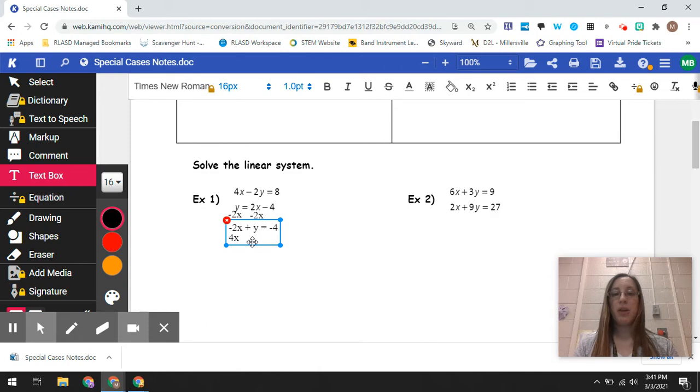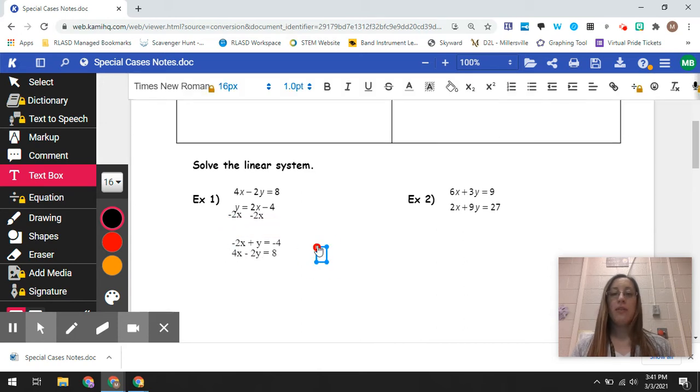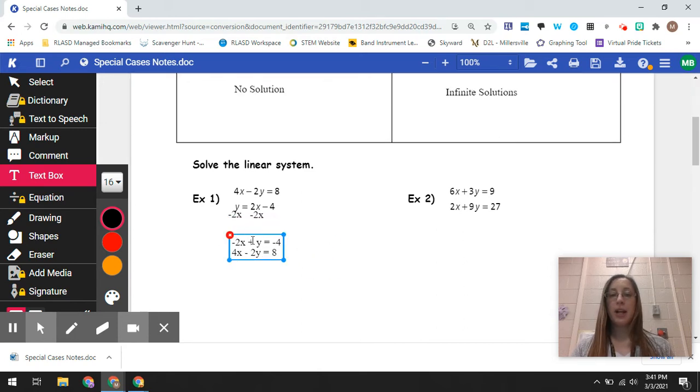And now we have 4x minus 2y equals 8. So this is going to be the equation that we're working with. If you remember, here we need to make sure that something is eliminating, something is canceling out.